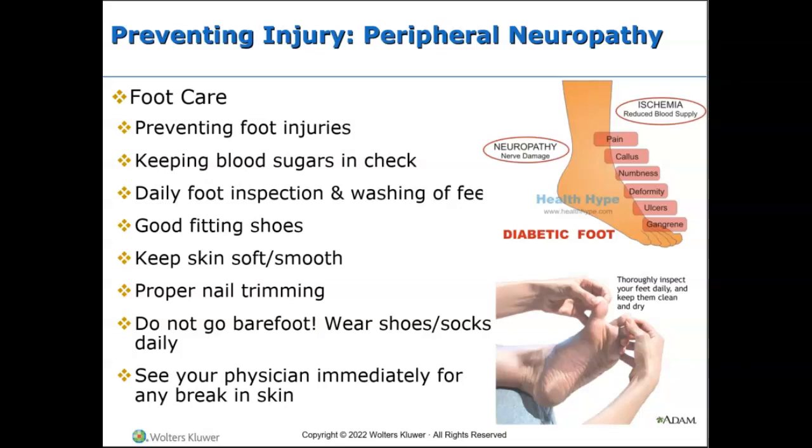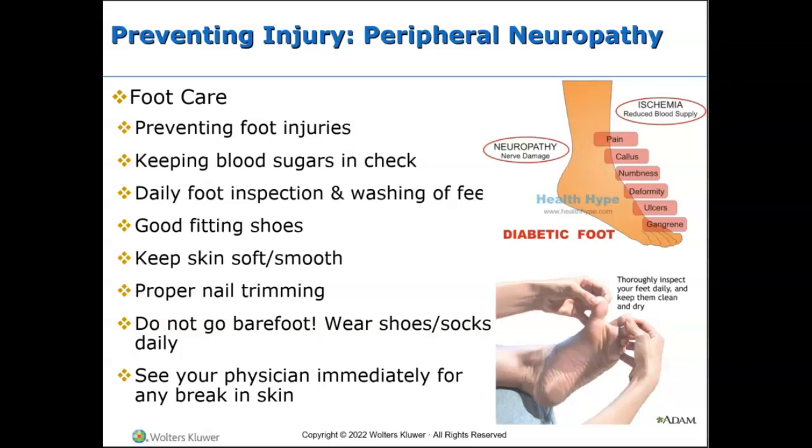They should never put lotion in between their toes. Again, they can lubricate the heels of their feet, but they should never ever put lotion between their toes because it causes skin breakdown and it leaves the patients vulnerable for infection, right? They should never ever go barefoot. They should always wear closed toe shoes.